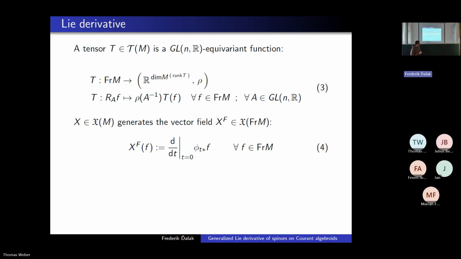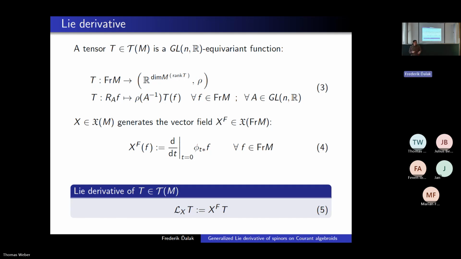And so in this language, if you want to compute the Lie derivative of T, then what you do is you simply write T as your equivariant function on the total space of the frame bundle, and you simply apply this lifted vector field to this function. As a result, you obtain once again an equivariant function, so it again corresponds to a tensor field, and that is the result of your Lie derivative.